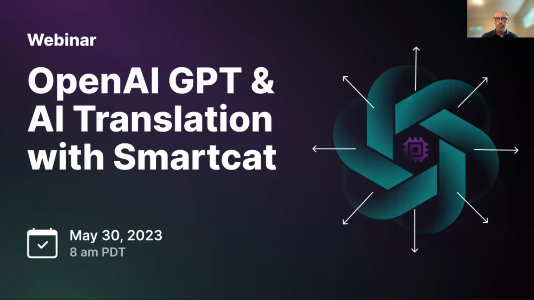For those of you who have just joined, this is Coleman Murphy with the Smartcat team. Also on the webinar today, we have Igor, who is head of our product development team, and Juan, who manages technical implementations for Smartcat. Our topic today, OpenAI, GPT, and AI translation with Smartcat, is intended to be a how-to, an informational view into Smartcat and the way we've implemented OpenAI GPT for translation, comparing that to some other platforms.